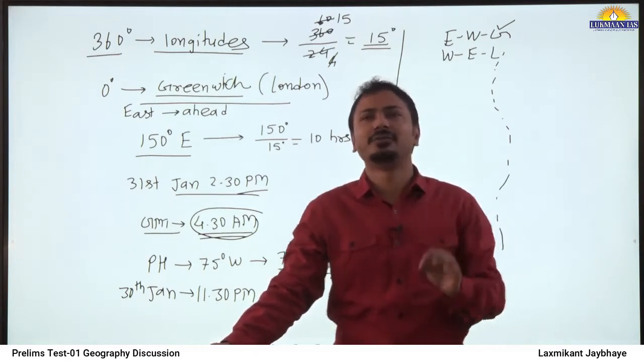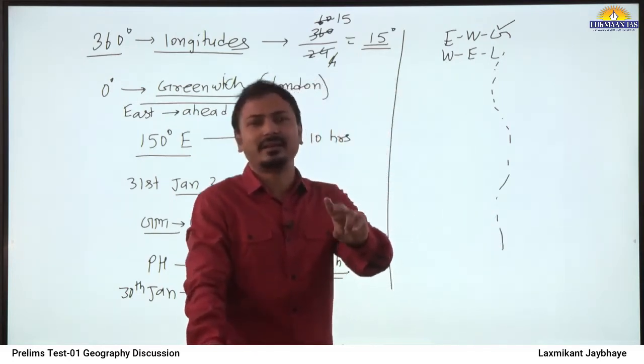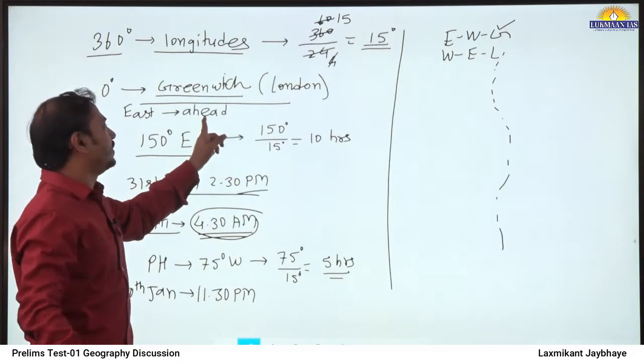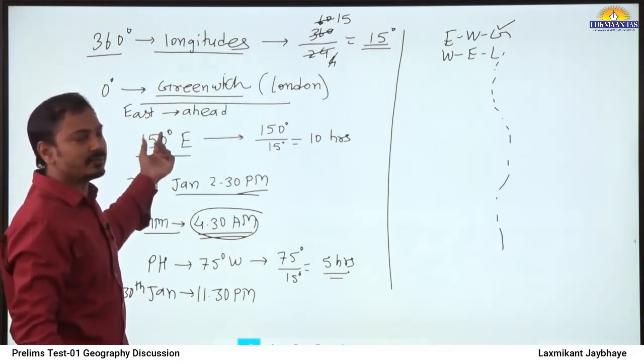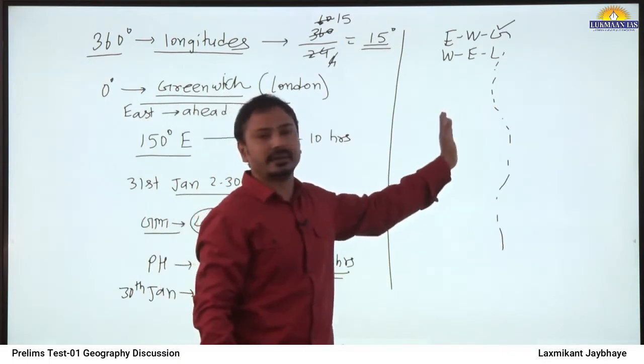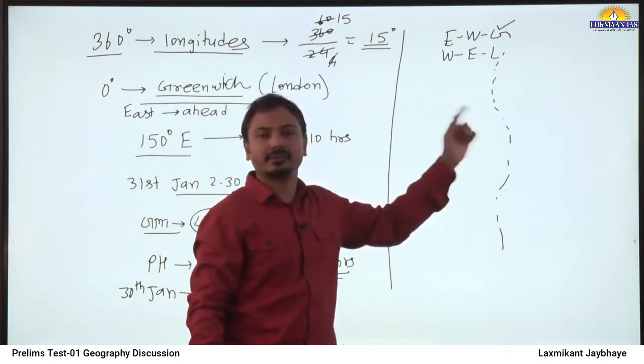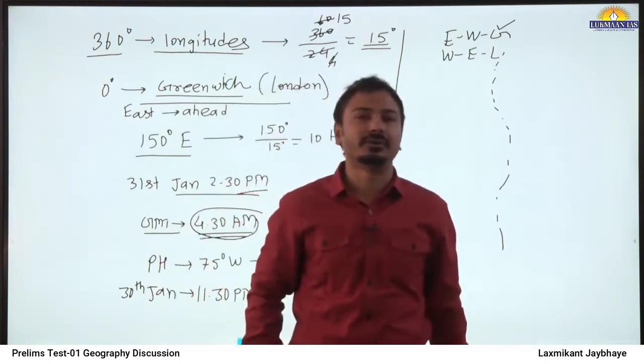ठीक है, तो यहाँ पे कंफ्यूजन नहीं होना है. दो चीजें याद रखेंगे, ईस्ट ऑफ ग्रीनविच अहेड, वेस्ट ऑफ ग्रीनविच दे आर लैगिंग. एंड दिस वन इंटरनेशनल डेट लाइन, लूजिंग डे और गेनिंग डे, उससे आपका क्वेश्चन इजीली सॉल्व हो जाएगा.